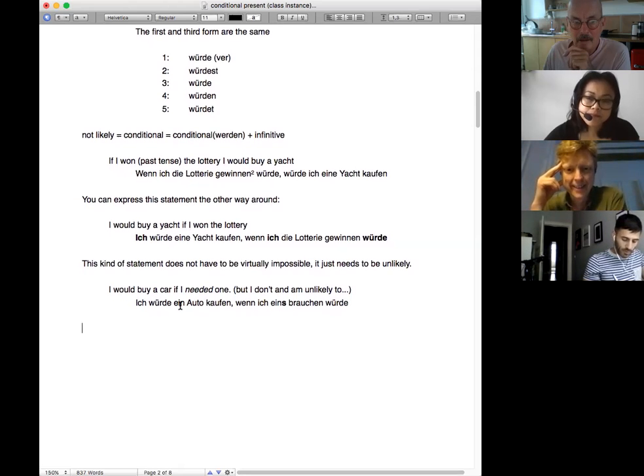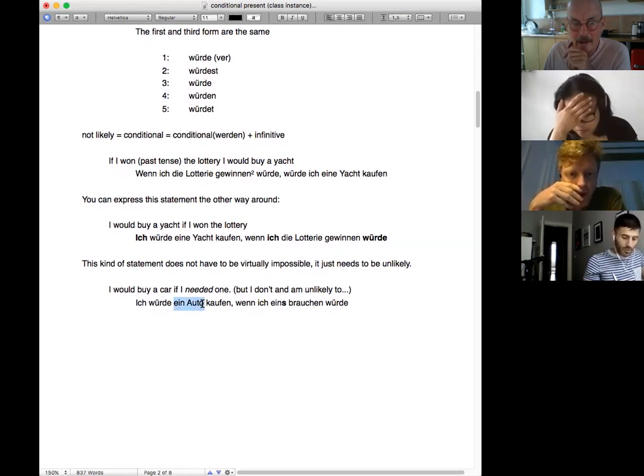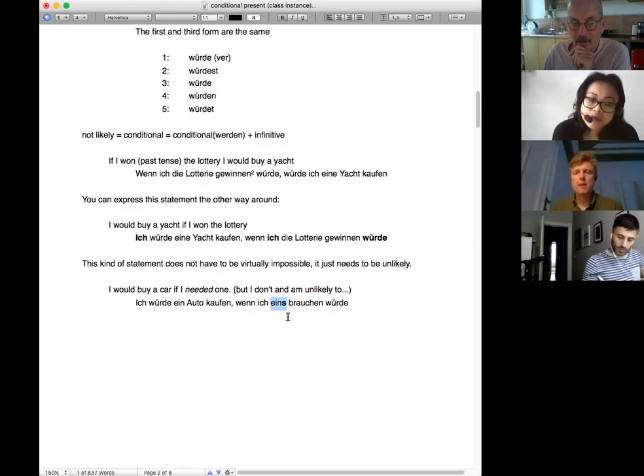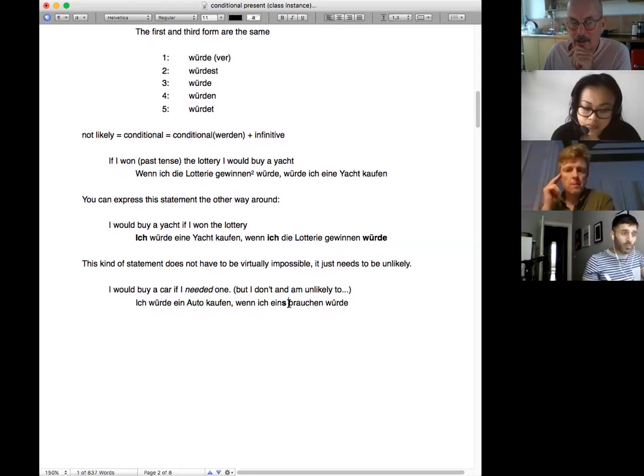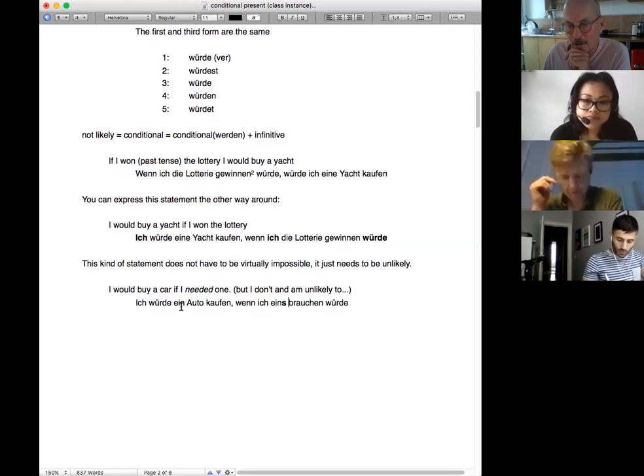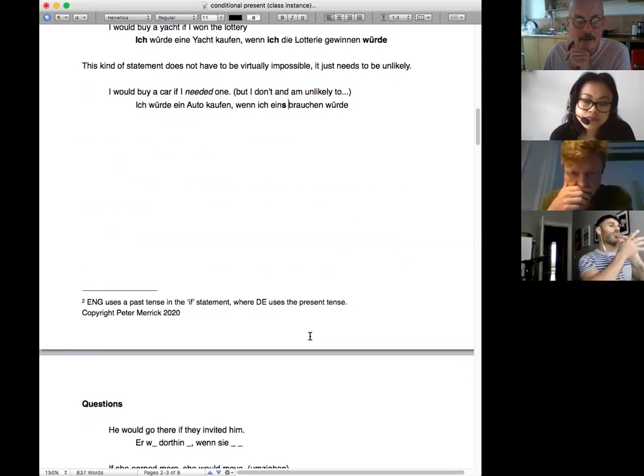The rule is that it's a strong pronoun. It's a pronoun without a noun. Here it's ein Auto. Ein is a pronoun. So when we take the car out of the equation, because we're just referring to it, because we were just talking about it earlier, it comes there. Okay, here we go.